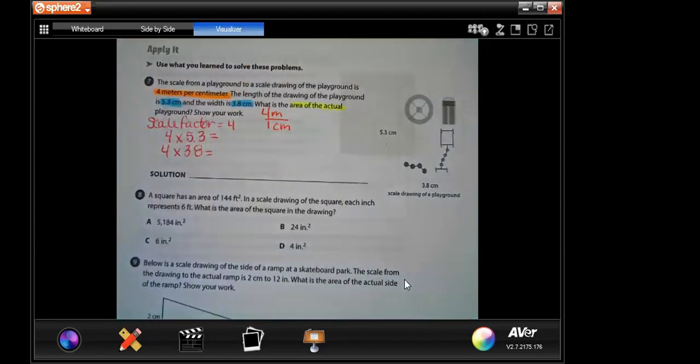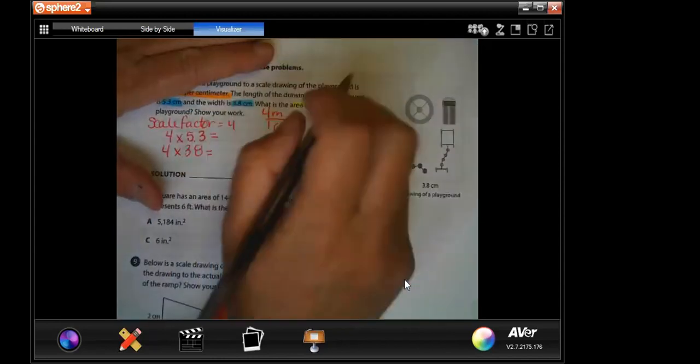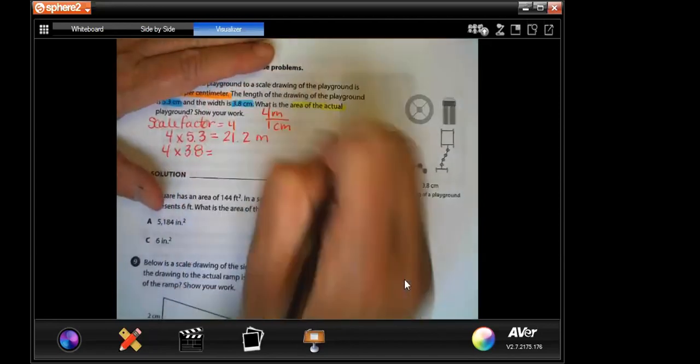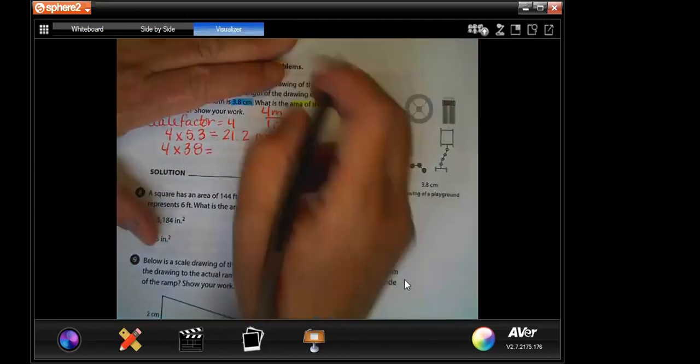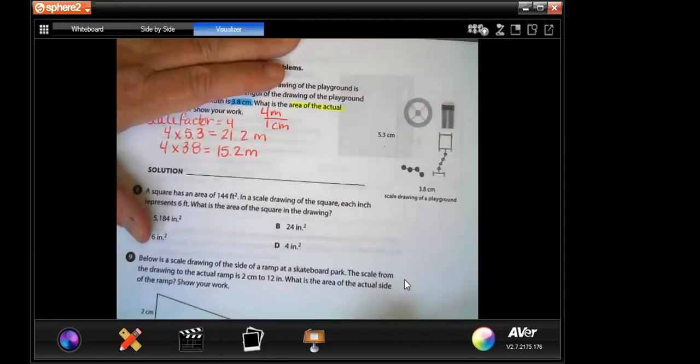Okay, so I'm going to go 4 times 5 3/10. And so the length of the playground is 21 2/10 meters. Okay, and then we go 4 times 3 8/10. So the width comes out to be 15 2/10 of a meter.